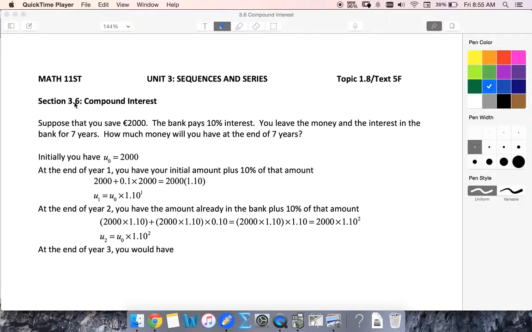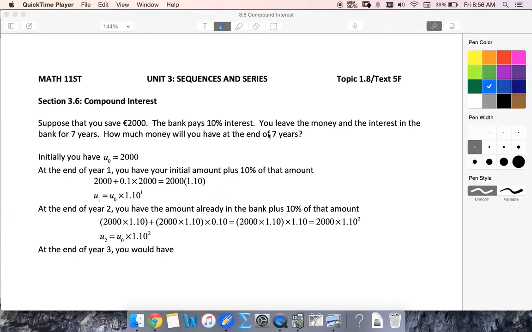So remember at the end of 3.5 we had that example with Larry, and he had a starting salary of 50,000 euro a year and then had a 4% raise every year. Well, that is the idea of compound interest. So compound interest is when the bank gives you money on how much you originally put in plus how much interest you've earned in the past.